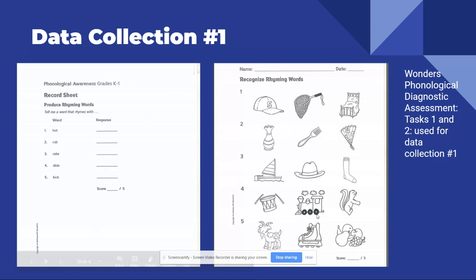If they are able to pass this one with only missing 1, then they move on to this assessment, and this is where they produce rhyming words. So you take away the pictures and you just give them the word, and then you ask them to give you a word that rhymes with it. And they can give you a nonsense word or they can give you a real word, and either one would be counted as correct.